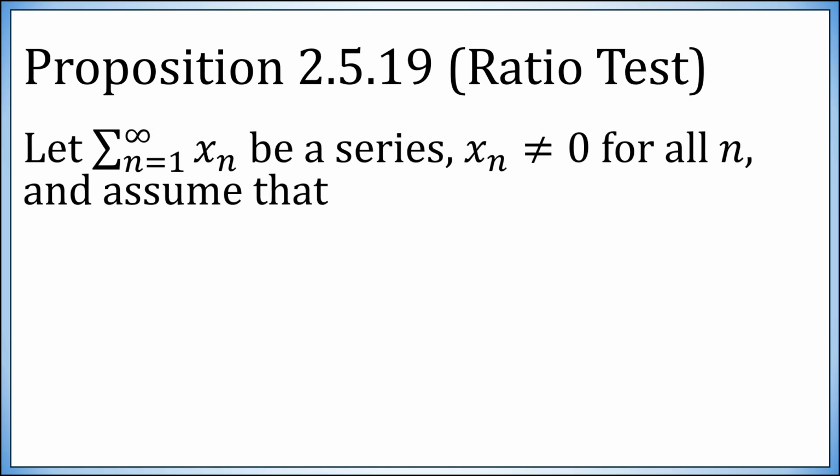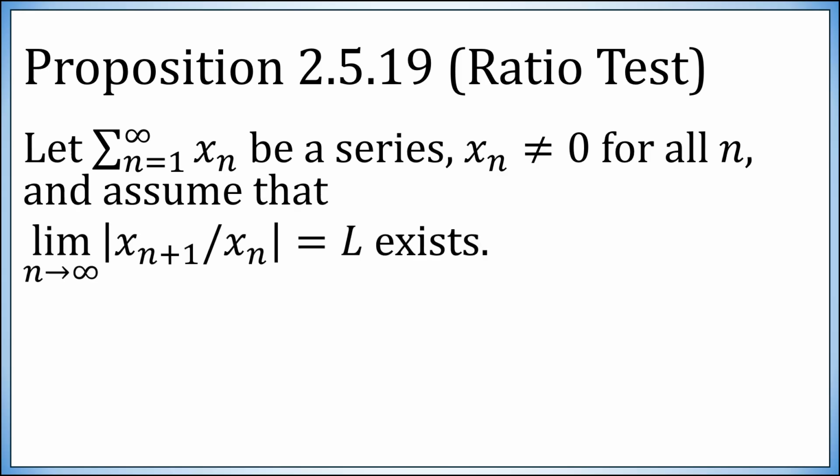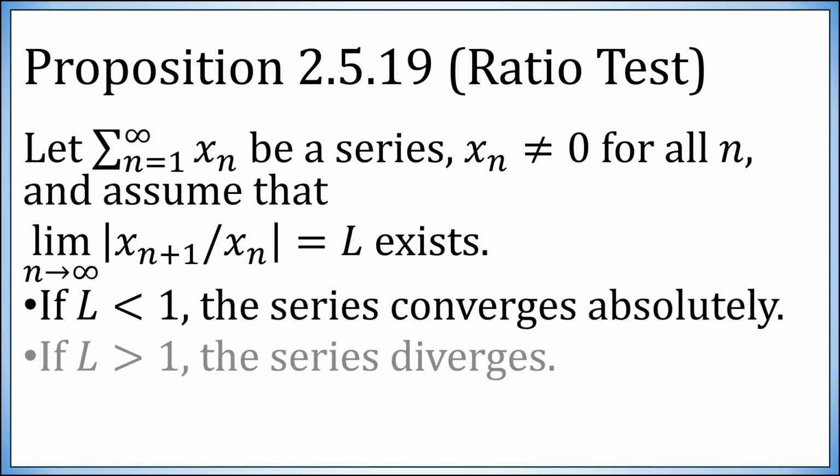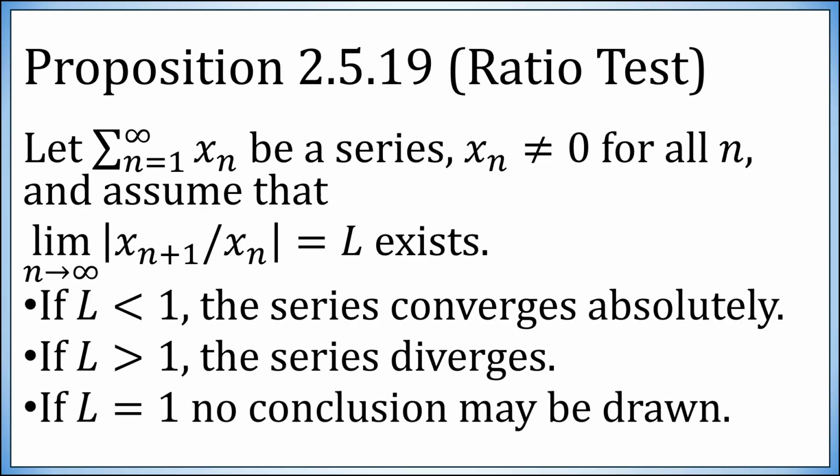Let the sum of xn be a series, no term of which is ever equal to 0, and assume that the limit of the absolute value of the ratio of two consecutive terms exists and is L. If the limit is less than 1, the series converges absolutely. If the limit is bigger than 1, the series diverges. If the limit is equal to 1, no conclusion can be drawn. Also, if the limit doesn't exist, no conclusion can be drawn.